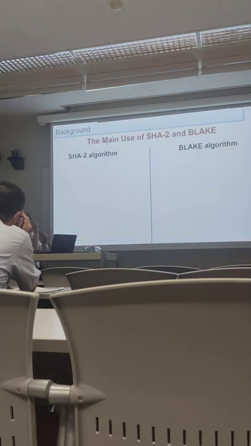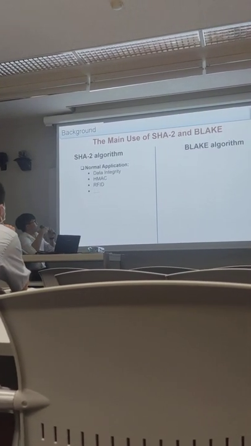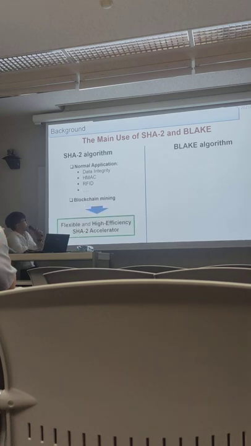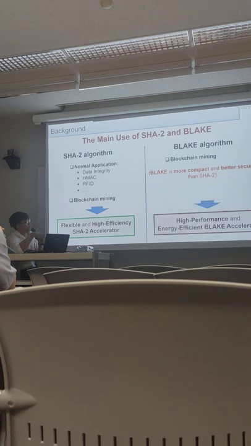Let's go to the next part and elaborate on the main uses of SHA-2 and Planck. As you see here, there are two groups. The SHA-2 algorithm can be applied for normal applications in IoT devices like data integrity, HMAC, or RFID, etc. It is also applied in the shared cyberspace for blockchain mining. Because they have to use a lot of SHA-2 sub-functions across all applications, these need a highly flexible and highly efficient SHA-2 accelerator. The Planck algorithm is meant just for blockchain mining, because Planck is more compact and has better security than SHA-2. This is the reason that a high-performance and energy-efficient Planck accelerator is needed.